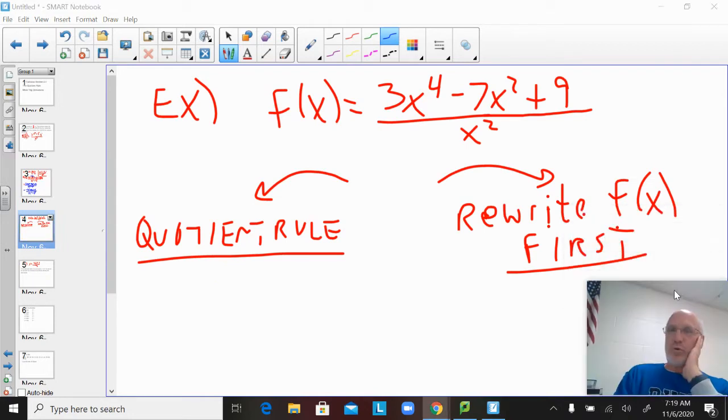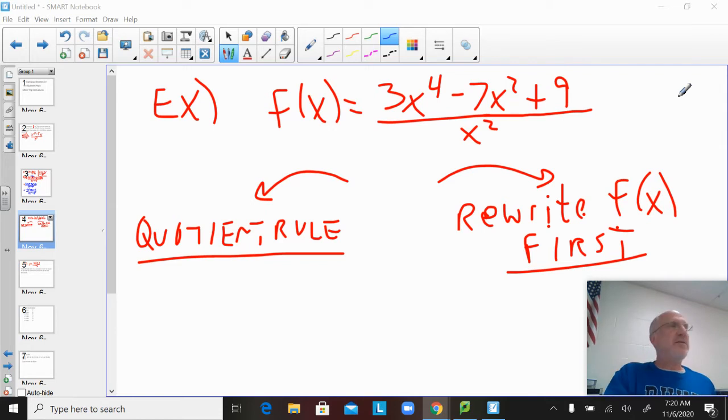I could use the quotient rule. Clearly, that function is a quotient. Or I can recognize I could divide all those terms, rewrite the function first. And actually, a problem just like this showed up on your last test where you didn't know the quotient rule, so you had to rewrite it first. I think in general it's going to be easier to rewrite it, but I'm going to do this both ways and see if we can't get the same answer.